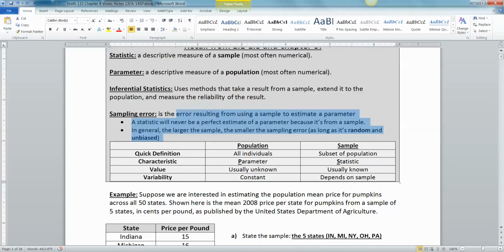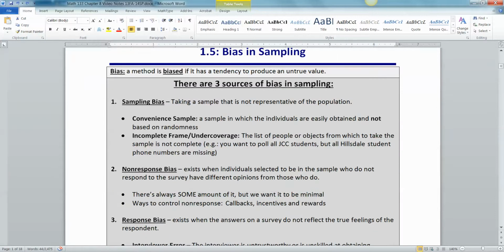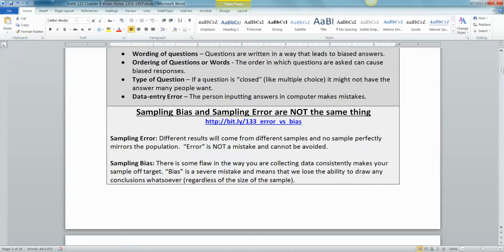That's sampling error. So the word error is kind of weird because it doesn't really mean you've done anything wrong. It's not a mistake. You can't get rid of sampling error, but you can try to lessen it by taking a good, unbiased, random sample of a large size. We'll talk about how large a size later on in chapter 9, but large enough, let's just put it that way.